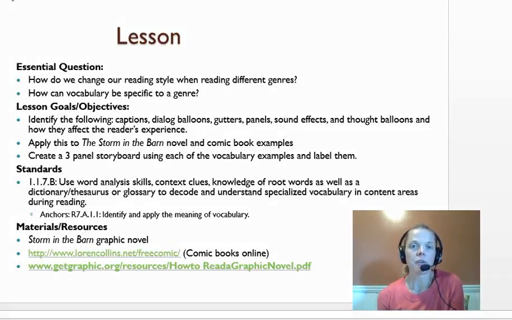The essential question for this lesson is, how do we change our reading style when reading different genres? And how can vocabulary be specific to a genre? By the end of this lesson, you should be able to identify the following terms that are related to graphic novels: captions, dialogue balloons, gutters, panels, sound effects, and thought balloons. And we're also going to think about how they affect the reader's experience.